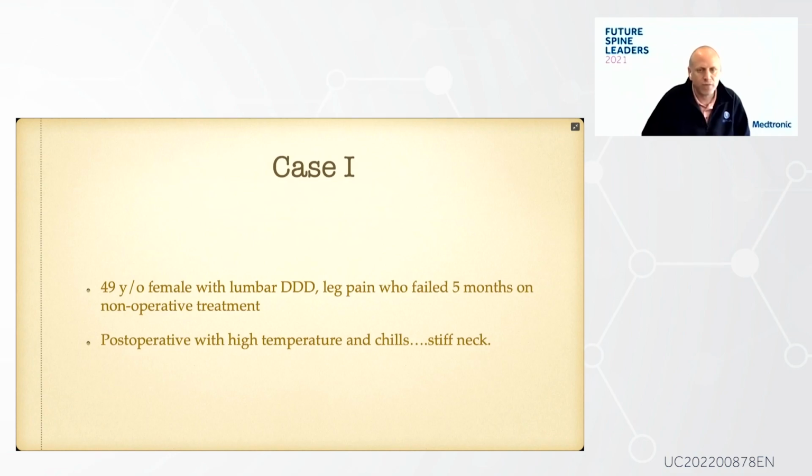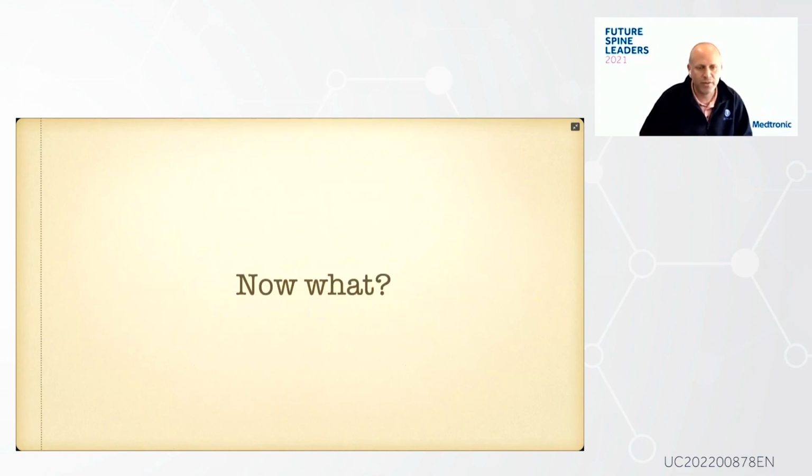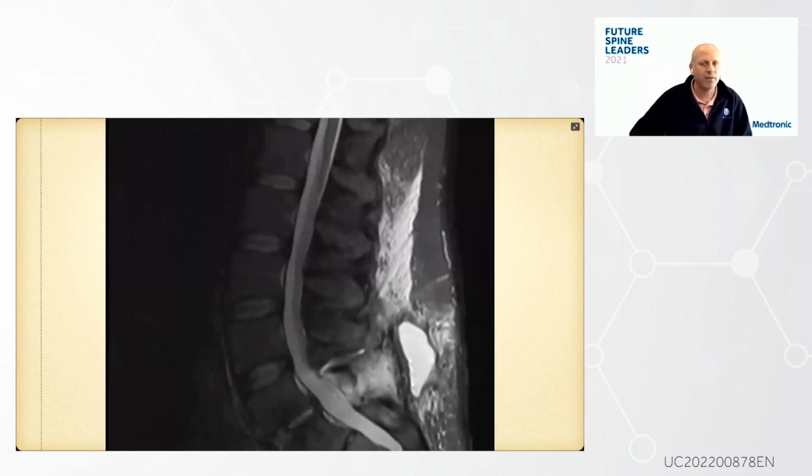So our first case is a 49-year-old female with lumbar degenerative disc disease who has failed 5 months of non-operative treatment. She undergoes a L5-S1 decompression and fusion. Surgery is uncomplicated. Post-operatively, within a week of surgery, she's having high temperature, chills, and a stiff neck. What do we do? Patient calls my office. I chat with her on the phone. I am clearly concerned about an infection. I'm concerned that she has some nuchal rigidity, potentially has meningitis. I would be shocked if that's the case because there was not a CSF leak, but we want to think about that. I have her come to the emergency room.